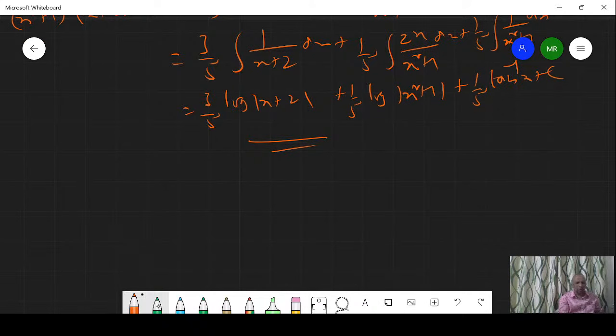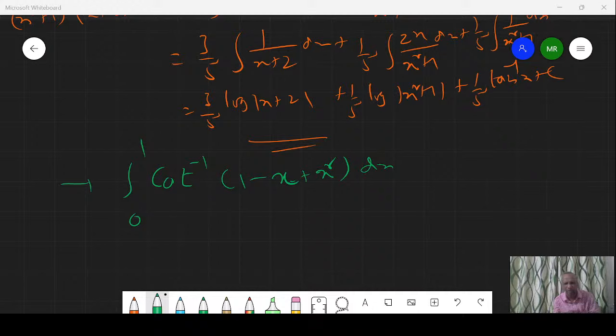Integral 0 to 1 cot inverse of 1 minus x plus x square dx. This is an important model. They have given integral 0 to 1 cot inverse of 1 minus x plus x square dx.